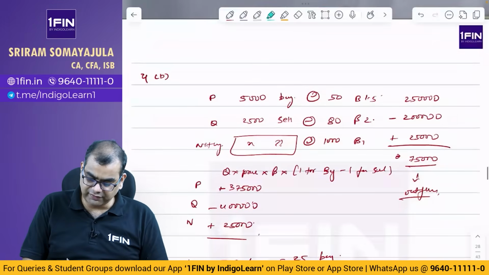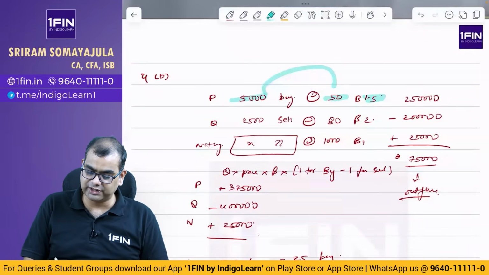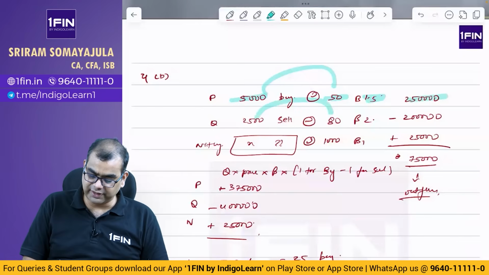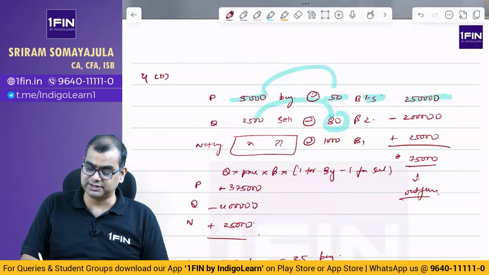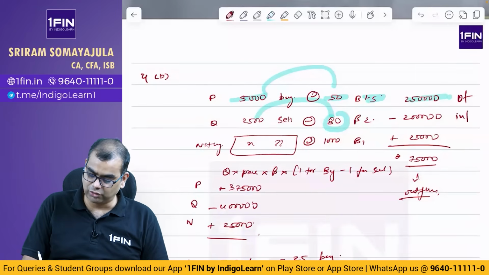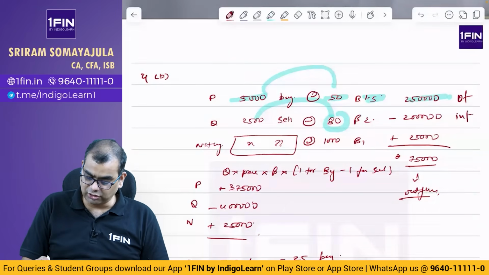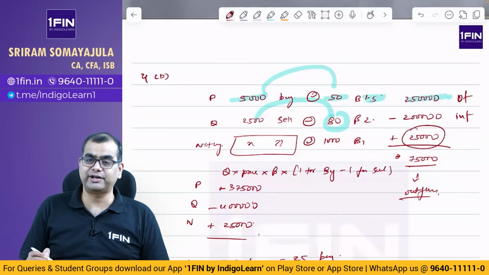So 5,000 bought at 50 and beta of 1.5. So 5,000 into 50 is what? 2,50,000. 2,000 into 80 is minus 2 lakhs. So basically we are trying to see, this is outflow, this is inflow. Not only this, you basically have to figure out what is going to happen to this Nifty. Nifty, is it positive or negative? How will you find out?